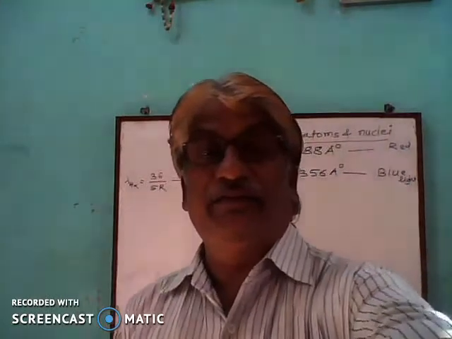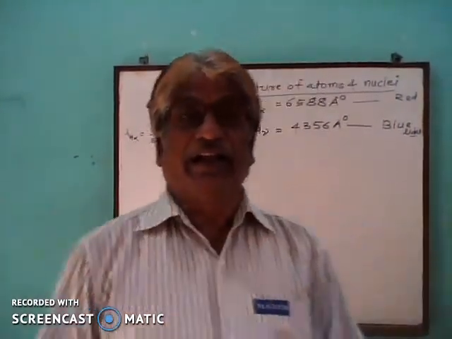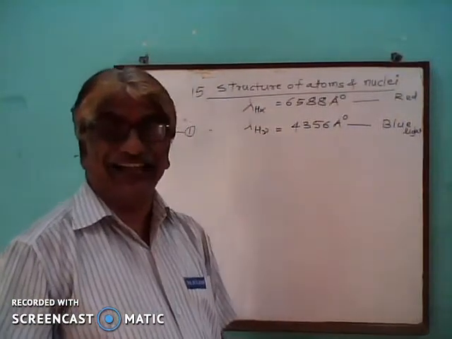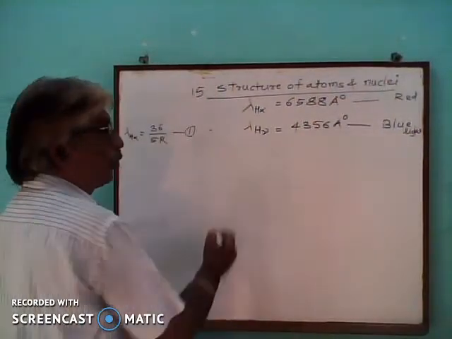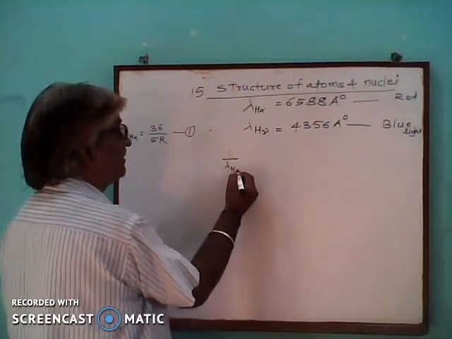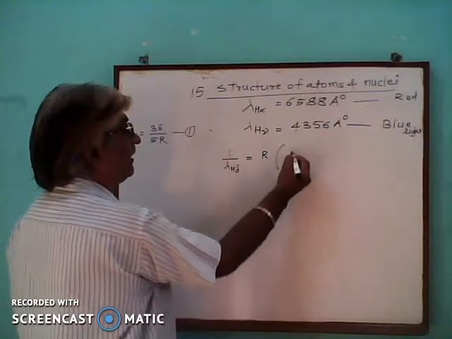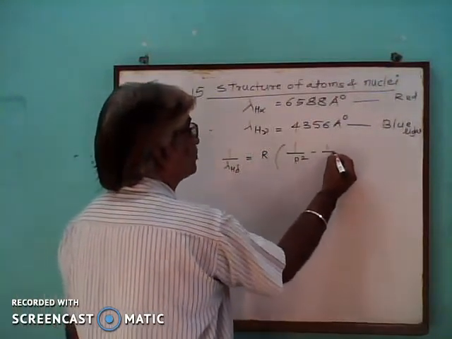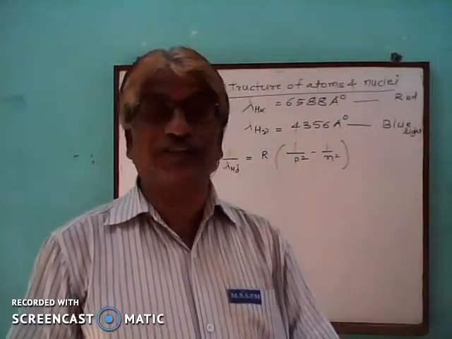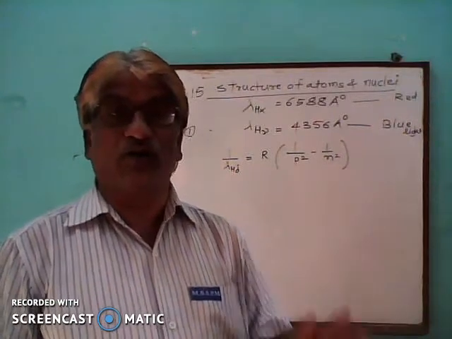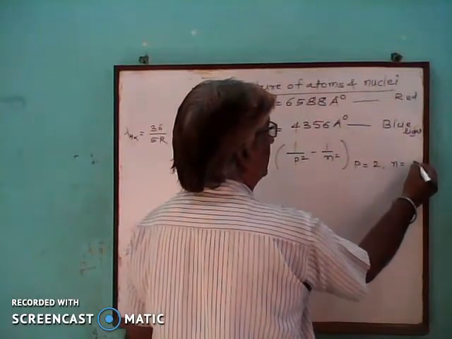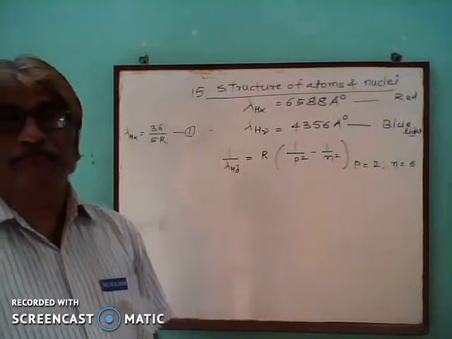So here, we can find the wavelength for the H delta line. We know Bohr's formula: 1 upon lambda H delta is equal to R in bracket 1 upon P square minus 1 upon N square. The H delta line is the fourth line. So for the fourth line, P is equal to 2 and N is equal to 6.